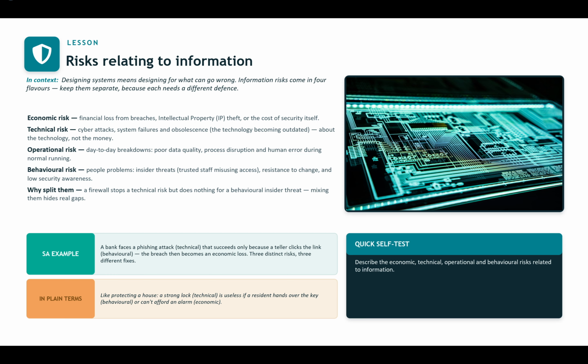We have economic risk, which is financial loss from breaches, intellectual property theft, or the cost of security itself. We have technical risk, which is cyber attacks, system failures, and obsolescence, which is literally technology becoming updated. All this is about technology, not the money itself. We also have operational risk, which is day-to-day breakdowns, poor data quality, process disruptions, and human error during normal running. This is another big risk where the human input in your systems could actually bring the whole systems to a halt.